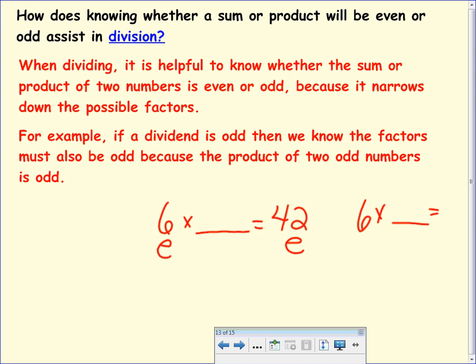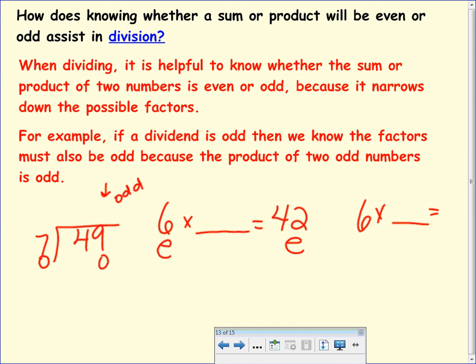So the point is that these rules will help you a little bit when you're trying to find your other factor when you're using division, what you should be using in your quotient. Okay, so if the dividend is odd, then you know the factors must be odd. So if this was 49 and that's 7, this is odd and that's odd. So your factor in your quotient must be odd.